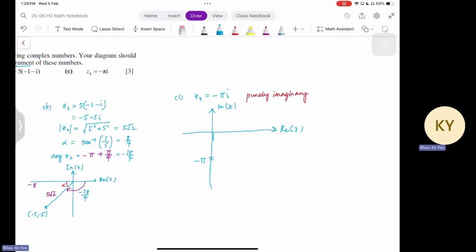What I encourage you to do is draw a thicker line over here to indicate that this is your complex number. Then you put a 90 degree angle over here, negative pi over 2. Now, if they want you to state, the modulus of Z4 is pi, and the argument of Z4 would be negative 90 degrees or negative pi over 2 radian. So there's no working to do.